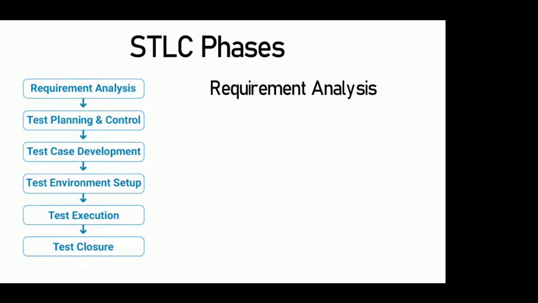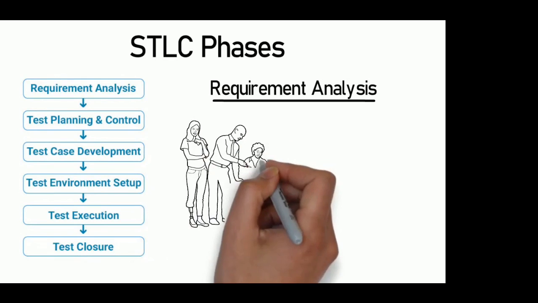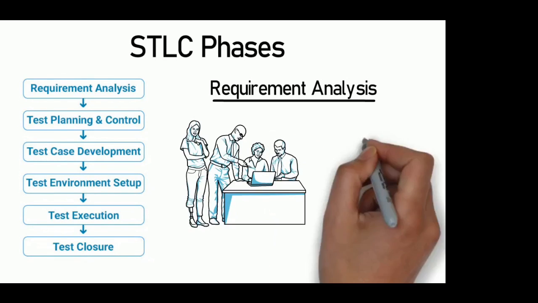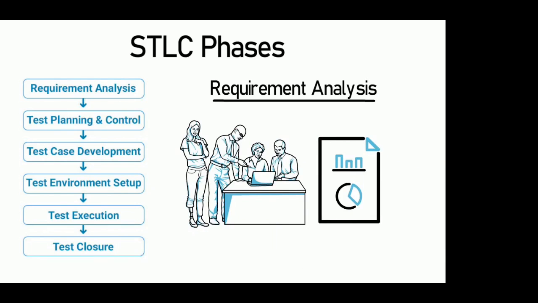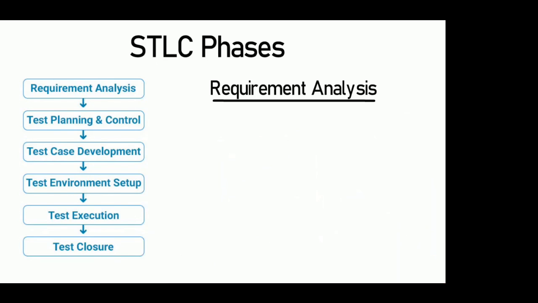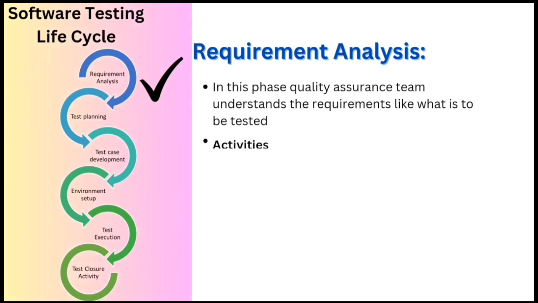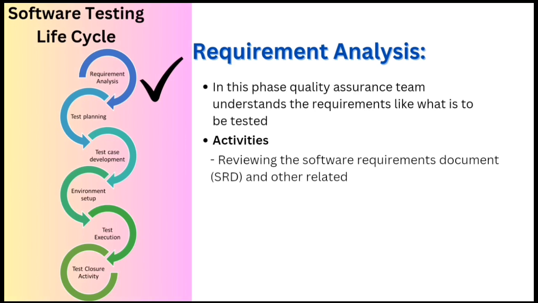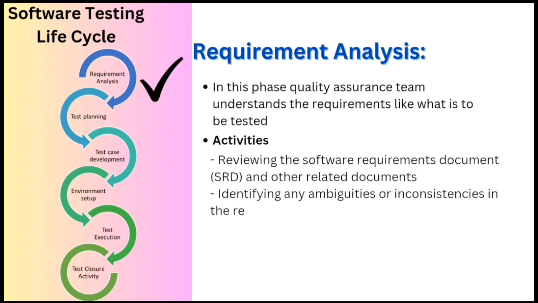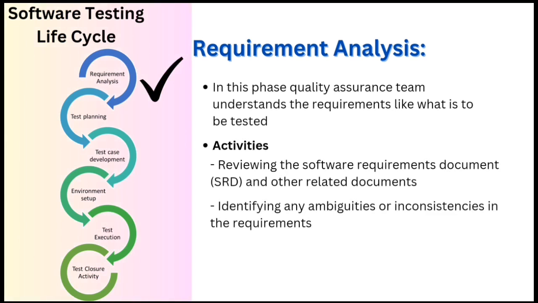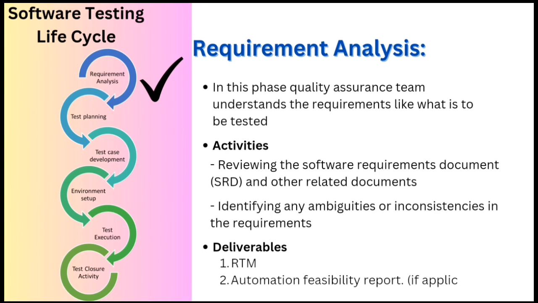The requirement analysis phase is the first step of the STLC. In this phase, the quality assurance team understands the requirements, like what is to be tested. If anything is missing or not understandable, then the quality assurance team meets the stakeholders for a better understanding and detailed knowledge of the requirements. Different activities take place during the requirement analysis stage, like reviewing the software requirement document and interviewing the stakeholders to gather additional information. This will help ensure that the testing process is focused on the most important areas of the software.